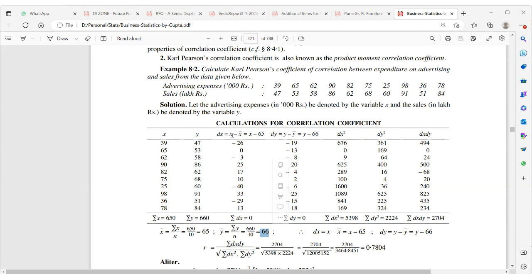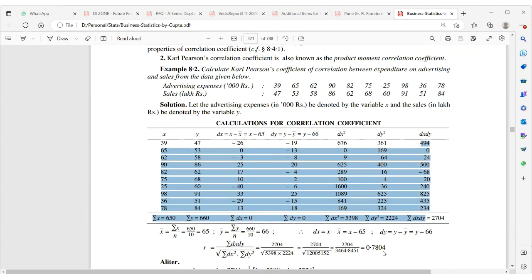In dx terms as x minus x bar, we put in this formula. Obviously, the total of x minus x bar always comes to 0, so its sum is 0. Similarly for y, the same way. Next, we find dx square, then dy square, then dx into dy. We make the total: sum of dx, sum of dy, obviously it comes to 0. Then sum of dx square, sum of dy square, and summation of dx dy. That is these terms, right?